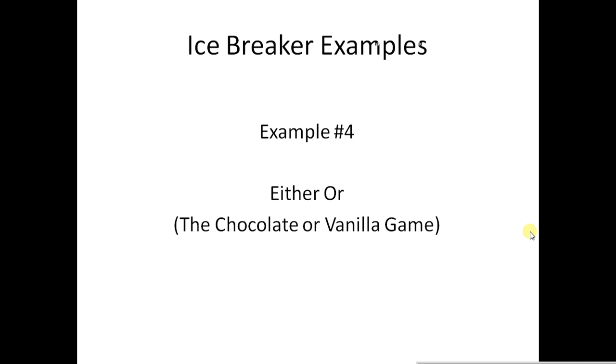Example number 4, either or. I call this the chocolate or vanilla game. I don't know if that's the name of it, but basically you want to have people line up in the middle, and you want to just give them a choice of one or two things. So who are the people that like chocolate? Who are the people that like vanilla? If you like chocolate, you go on this side. If you like vanilla, you go on this side.